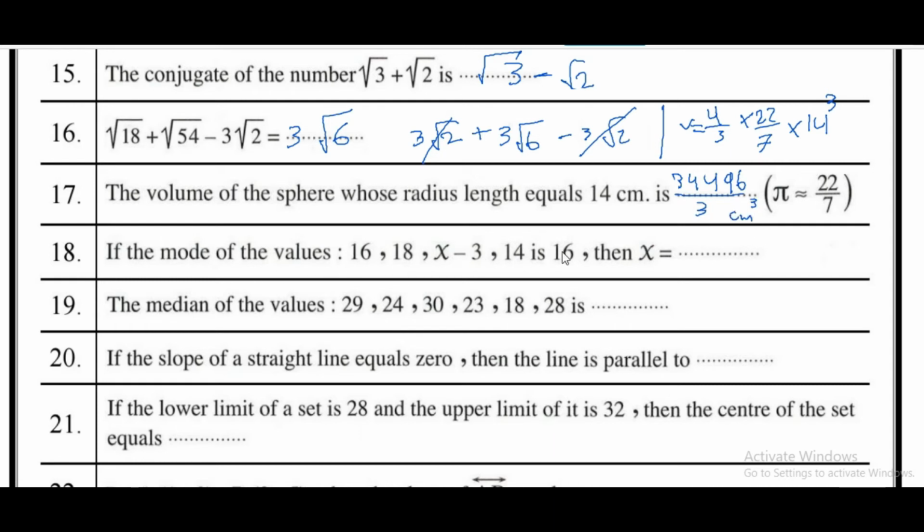المود is 16 يبقى عايز اخلي ده 16 عشان يبقى متكررة اكتر من اي حاجة تانية. طبعا عشان ده يبقى 16 يبقى الاكس 19 minus 3 equals 16. الميديان لازم نرتب الاول the least value 23 بعديها 24. 23 في 18 كمان. the least value is 18، 23، 24، 29، 28، 30.